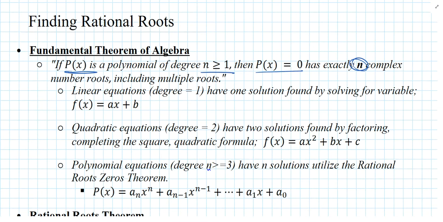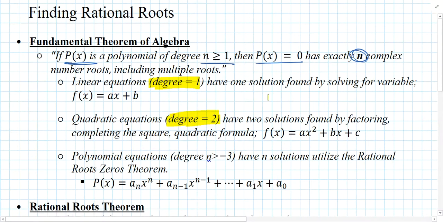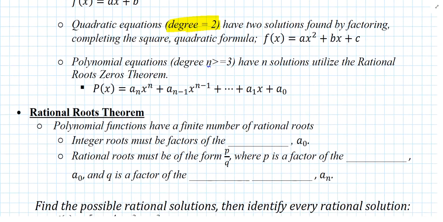Therefore, linear polynomial equations, which have a degree of 1, have one solution, and it is found by simply solving for the variable in a one- or two-step process. Quadratic equations, which have a degree of 2, have two solutions, and these are most often found by factoring, completing the square, or the quadratic formula. Polynomial equations, where the degree n is greater than or equal to 3, have n solutions, and we often utilize the rational roots theorem to help solve.